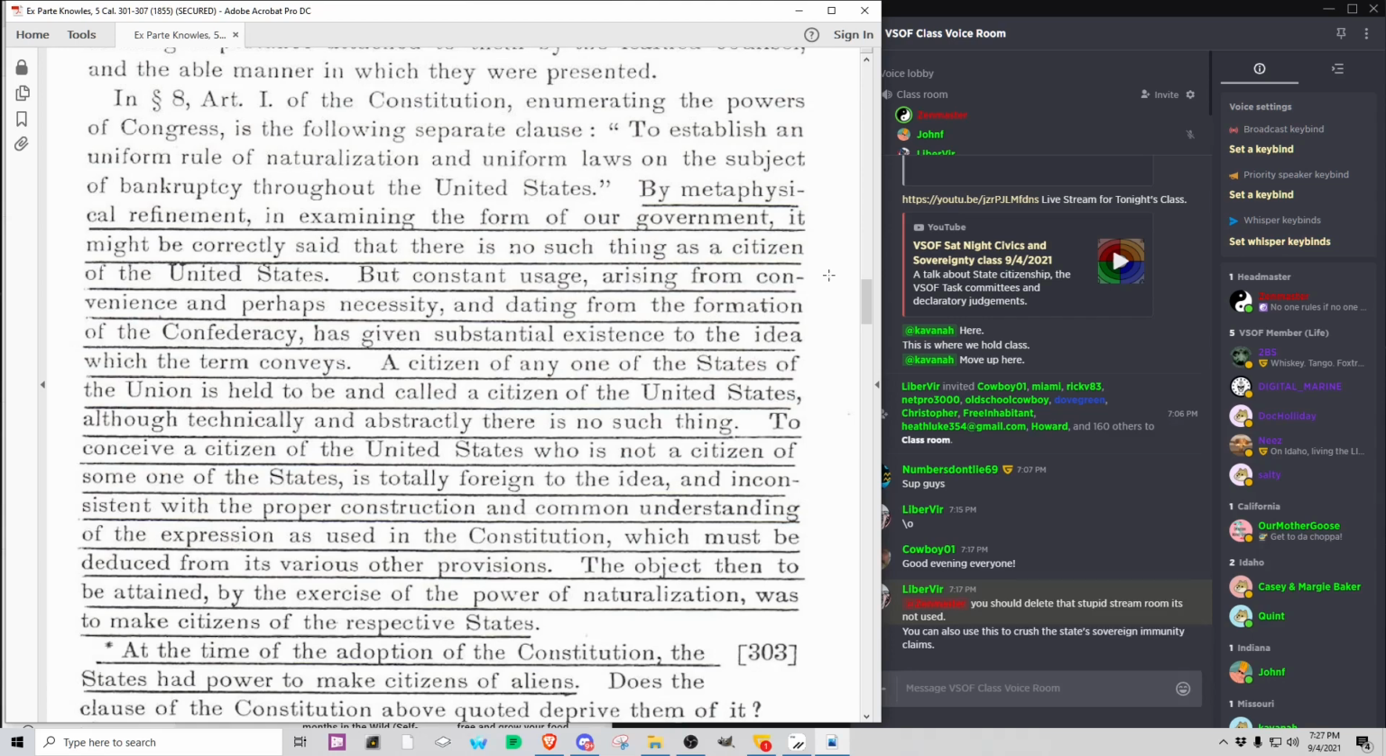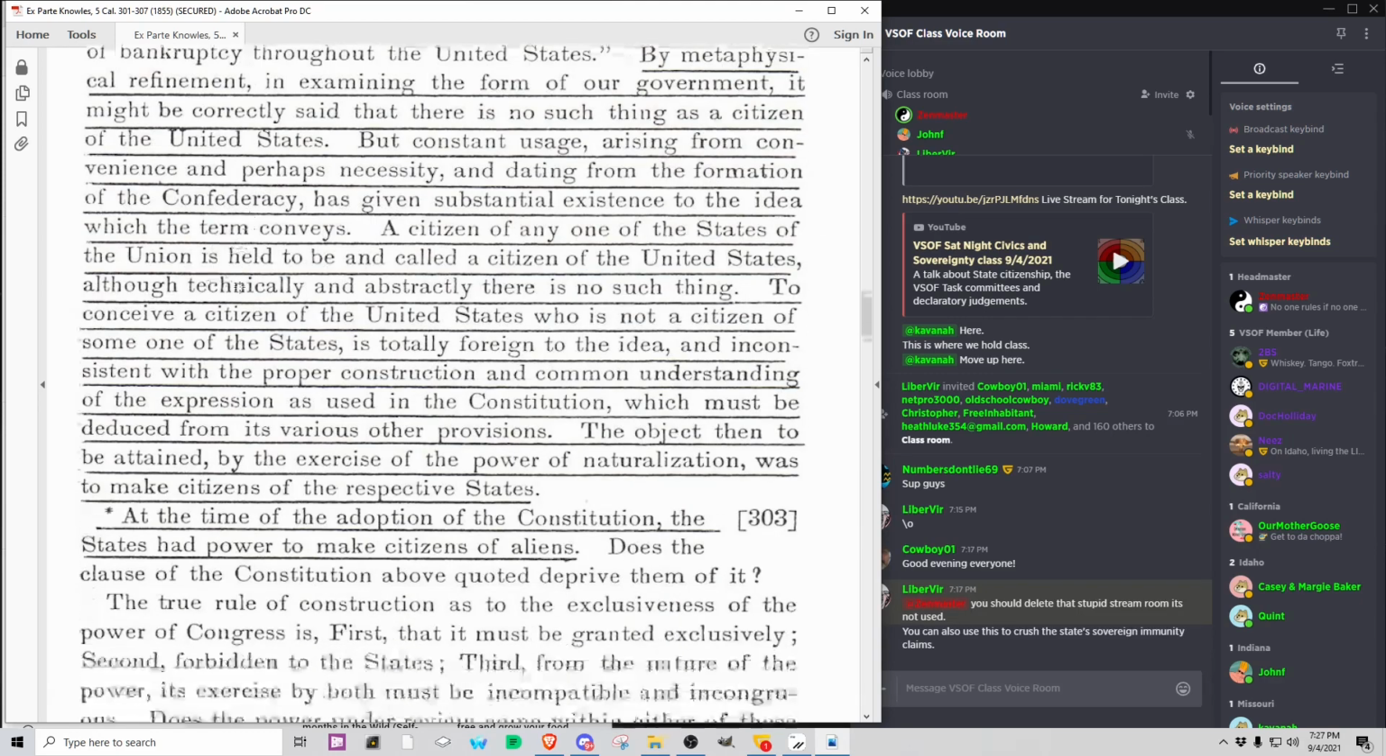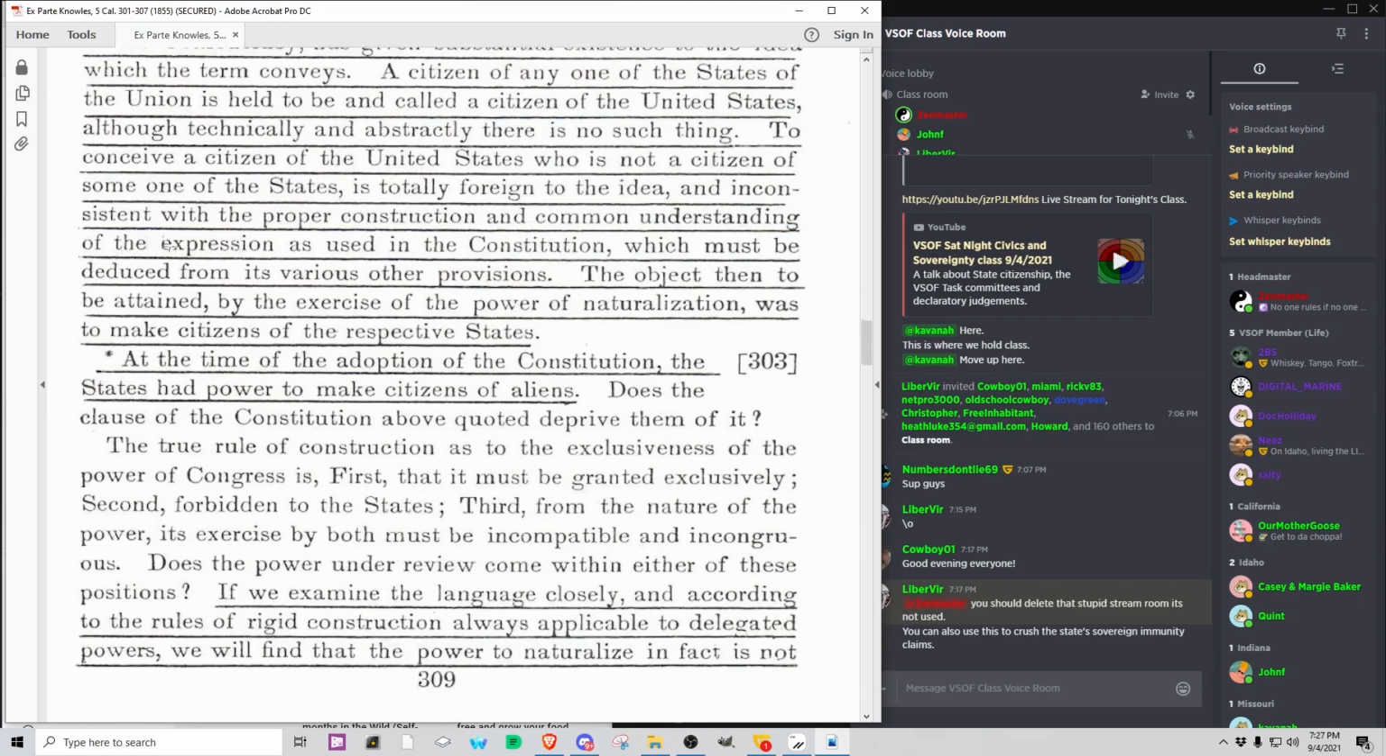Now, there's a few more points in here, and then I'm going to get to the proposed remedy that I wish to propose to everyone about how we can fix this once and for all.